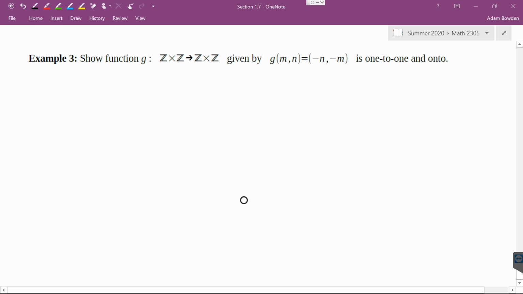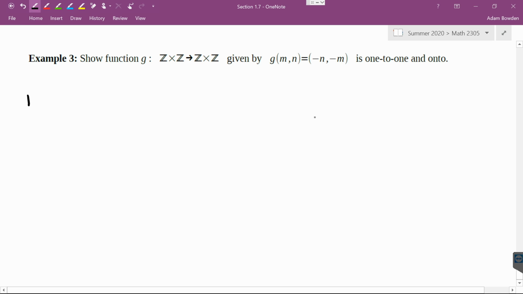Now, one more situation here, we're going to consider a function to check to see if it's one-to-one and onto. Here it's a function g from the product of the integers cross the integers into the product of the integers cross the integers, given by the function g of (m, n) is equal to the ordered pair (negative n, negative m).